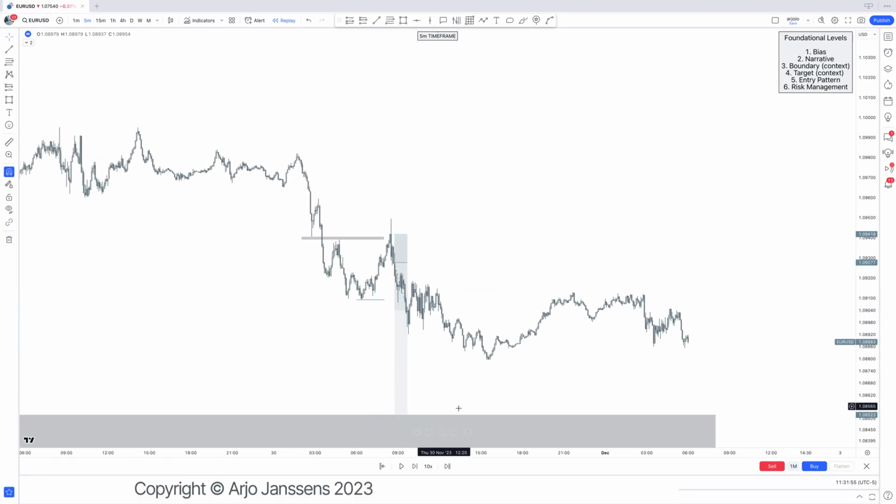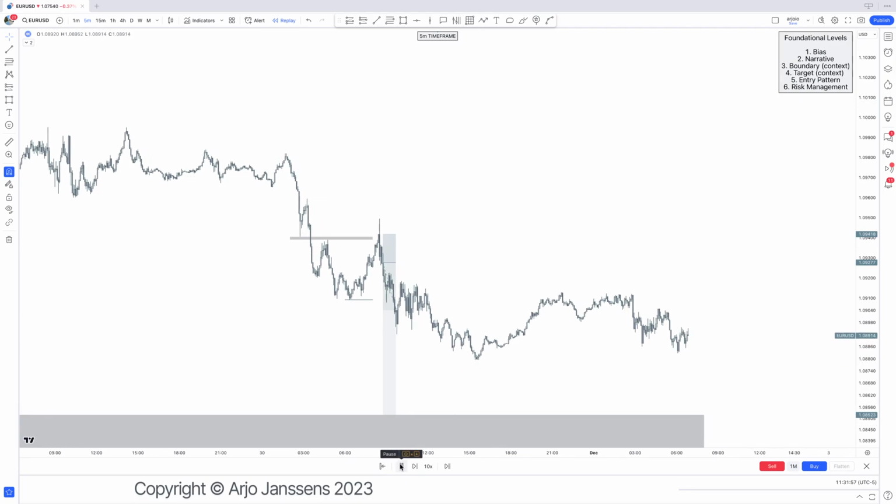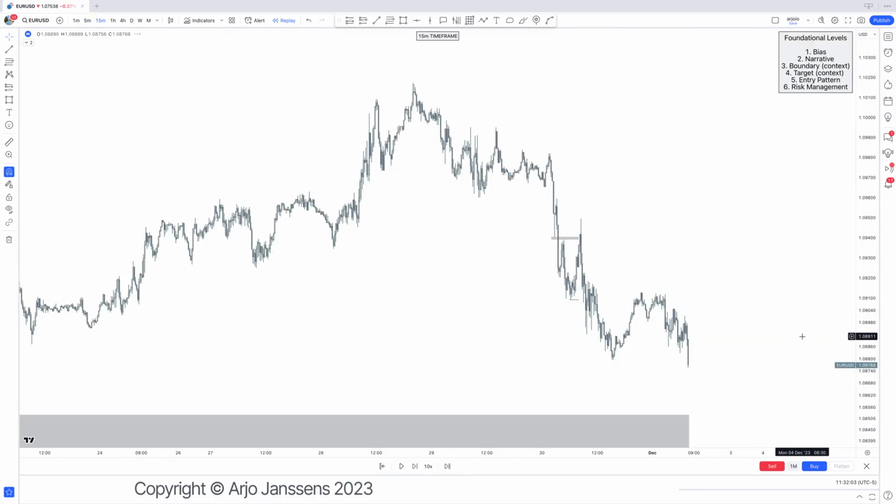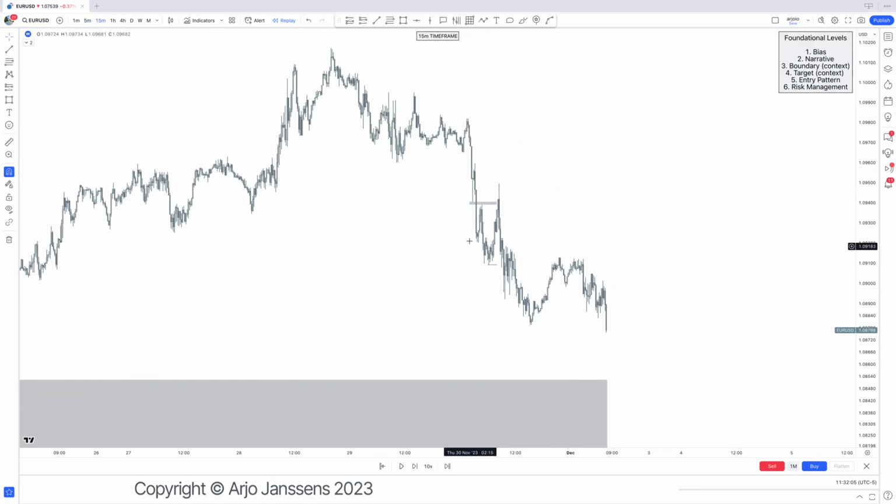The draw on liquidity is the next potential target right there. The third step is where ideally you want to have new context to target that draw on liquidity. So you're constantly moving in between that context to then reach that draw on liquidity.